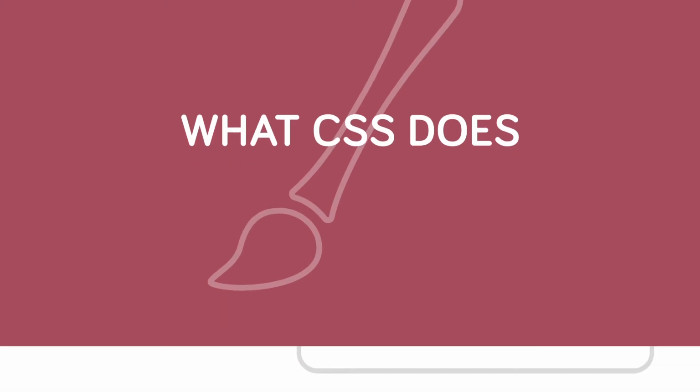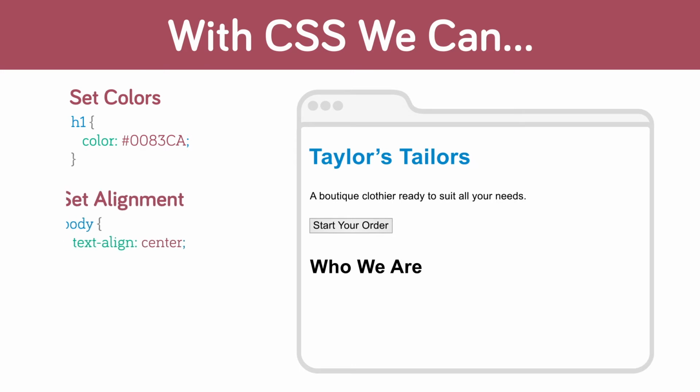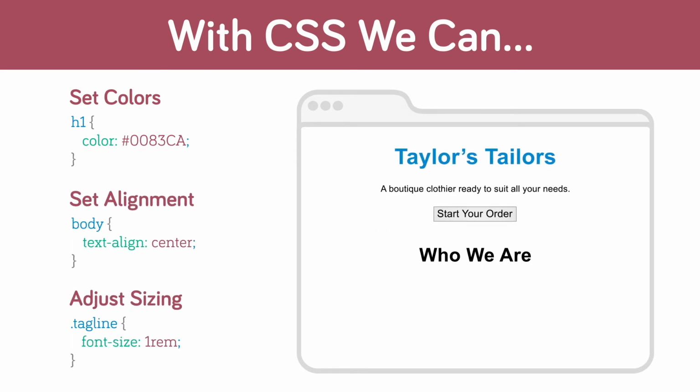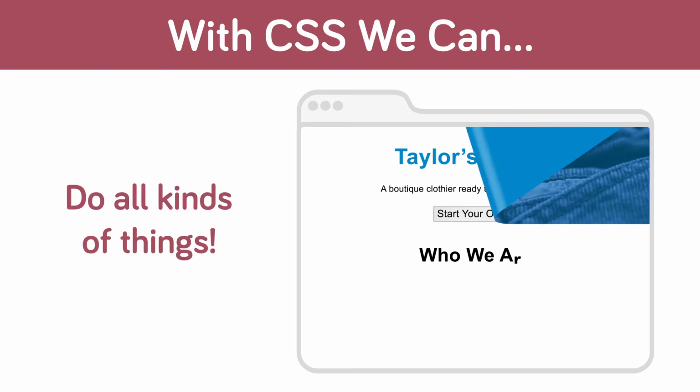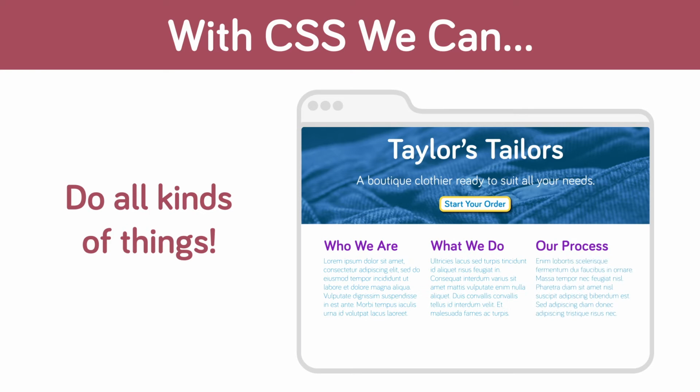Now, let's get specific and look at a few of the things CSS can help us achieve on a page. With CSS, we can set colors, align text, adjust sizes, and much, much more. Basically, anything that makes a website look unique and interesting is achieved with CSS.